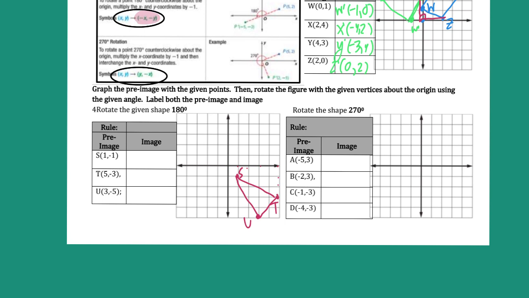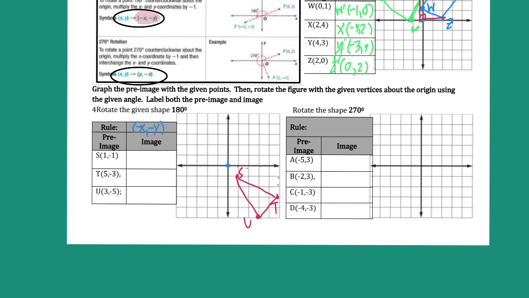So it likely is going to end up in the second quadrant, isn't it? You can imagine going 180 degrees, with the center of rotation being the origin here. Okay, so how to do this? Our rule is you do the opposite of x and then you do the opposite of y.